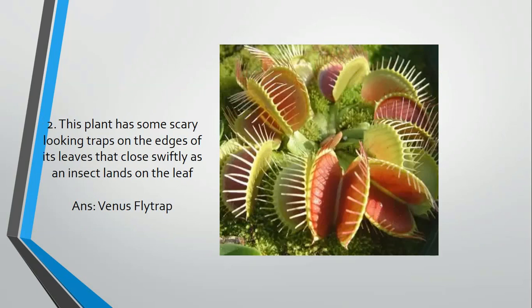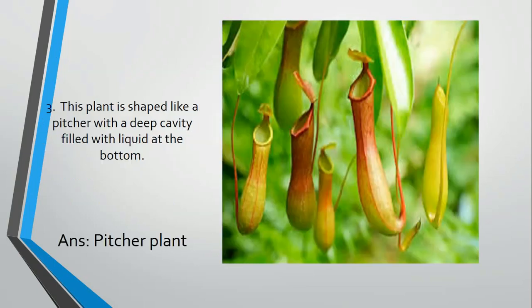Next one, this plant has some scary looking traps on the edges of its leaves that close swiftly as an insect lands on the leaf. And the answer is Venus flytrap. If an insect sits or lands on the leaf, it closes its leaves so fast that the insect cannot escape. The insect which gets trapped inside the leaf will be eaten by this plant, and its name is Venus flytrap.